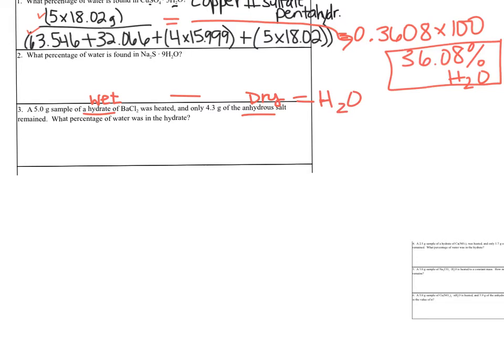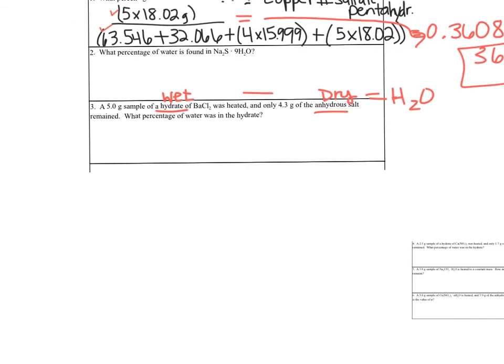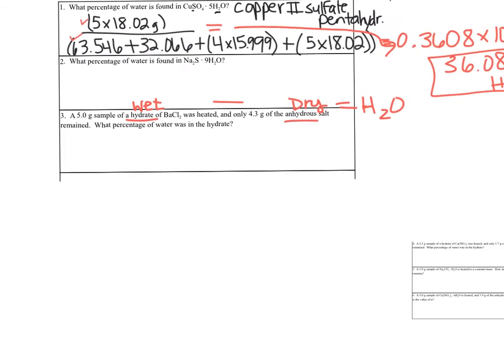So the question itself was just asking for what is the percentage of water in the hydrate. And so what you're going to do is you can actually just take your 4.3 divided by 5.0 times 100 to get you 86%, and that is of the salt, so the barium chloride. And then in order to get the other one, you could have just done 100 minus that 86 to get your percent of water, which would have been 14% for the water.